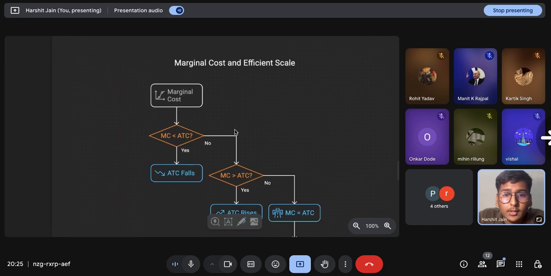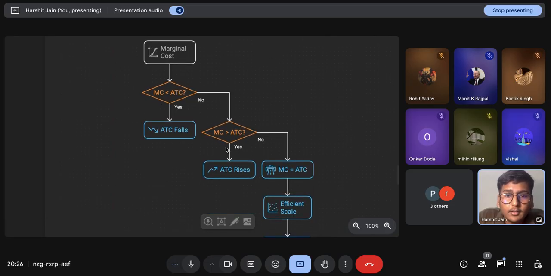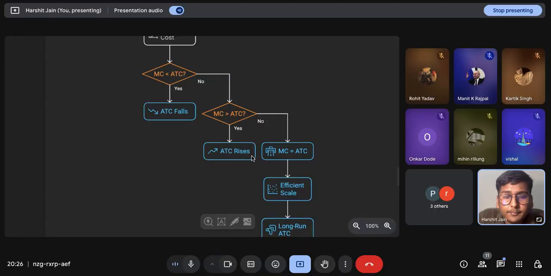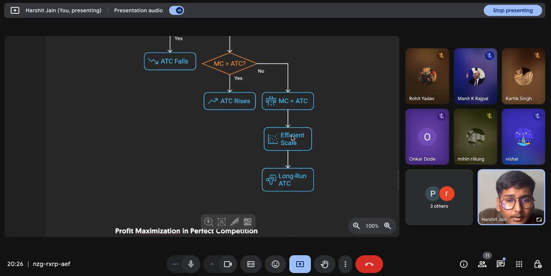Here's the infogram. If marginal cost is less than average total cost, then average total cost falls. And if marginal cost is greater than average total cost, like this, then average total cost rises. If marginal cost equals average total cost, then it is efficient. It is used in the long run, average total cost.